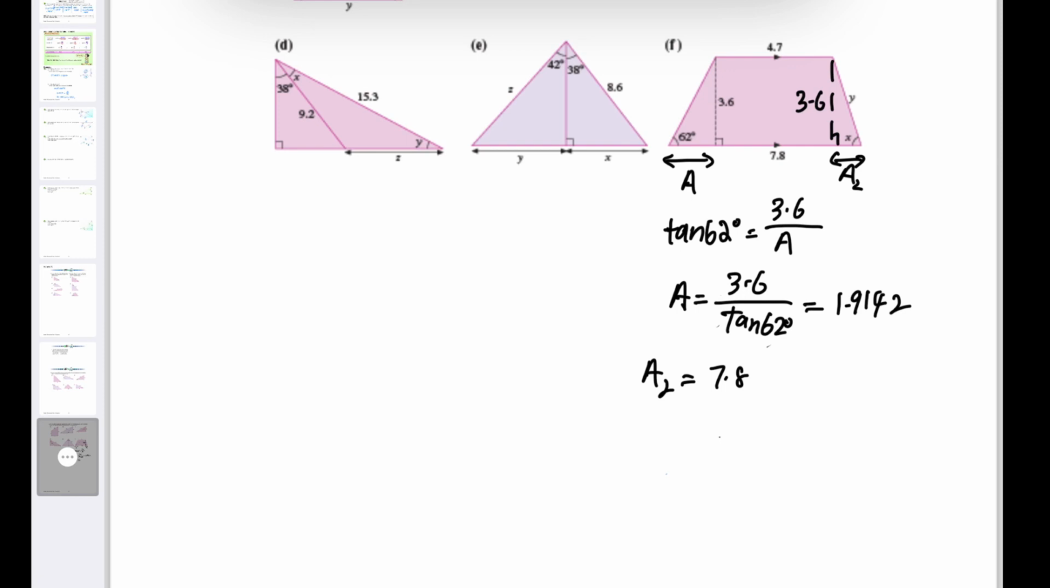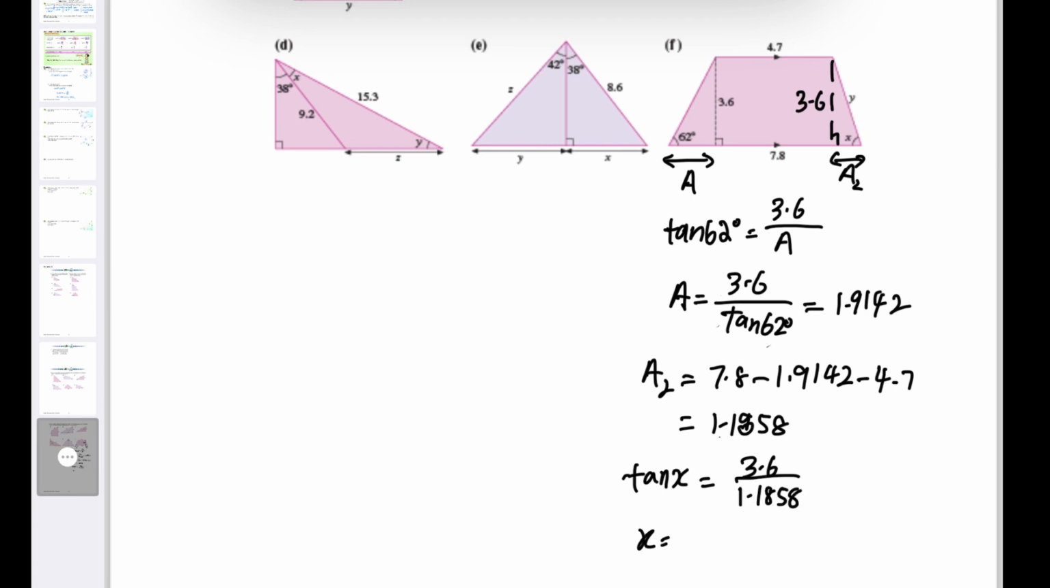Okay, and then using this, I can say that this part over here, let's say a2, equals 7.8 minus 1.9142 minus 4.7, which should give me 1.1858. And so tangent of x equals opposite over adjacent, so x equals tangent inverse of that value, which is 71.8 to 1 dp.